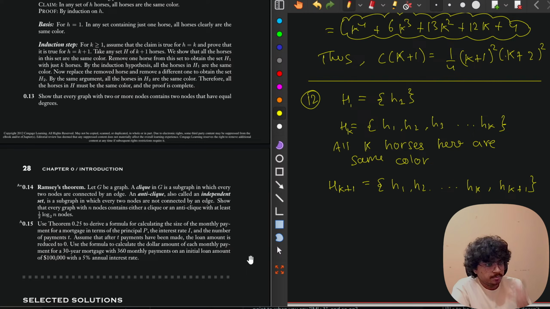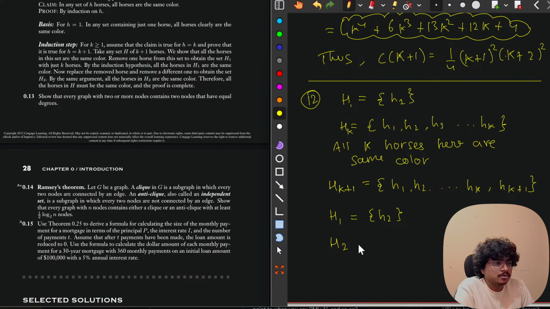Horses in H1 are the same color. I remove one horse. Let's just say I removed H2. Replace the removed horse and remove a different one to obtain the set H2. All horses in H2 are the same color. Okay, this proof is totally wrong.